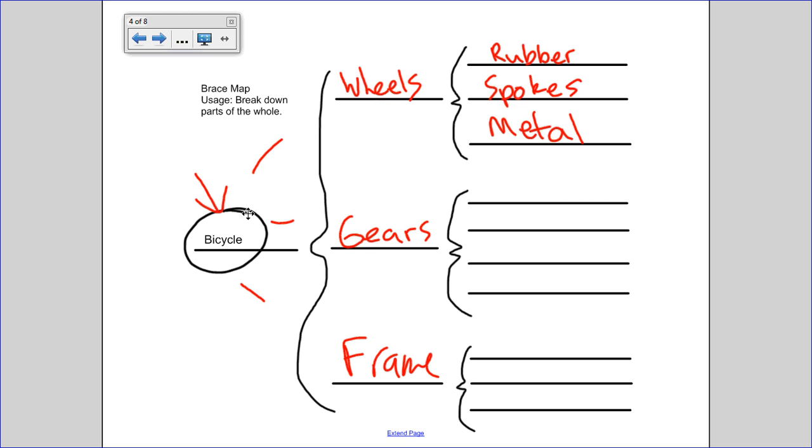Now, the important part of a brace map to mention, because many people when they see a brace map think, oh, it's a sideways tree map. I get it. I think I know what it is because it's basically a tree map, right? Well, it's not. Because here's the problem. If you take away metal, can you have the wheels without the metal? Well, no, you can't. So if you don't have wheels, do you have a bicycle? No. And that's why I always call the brace map the house of cards.